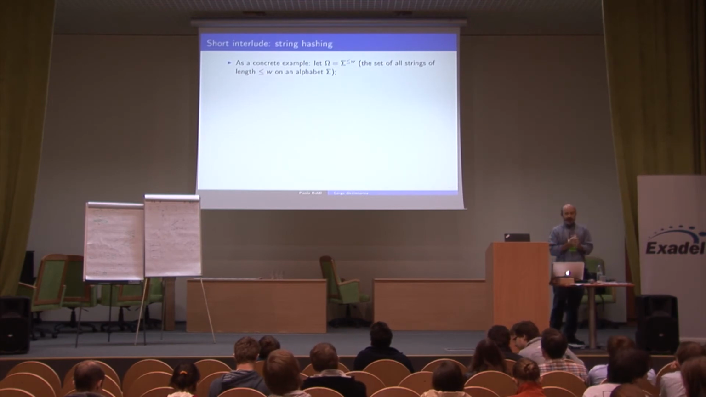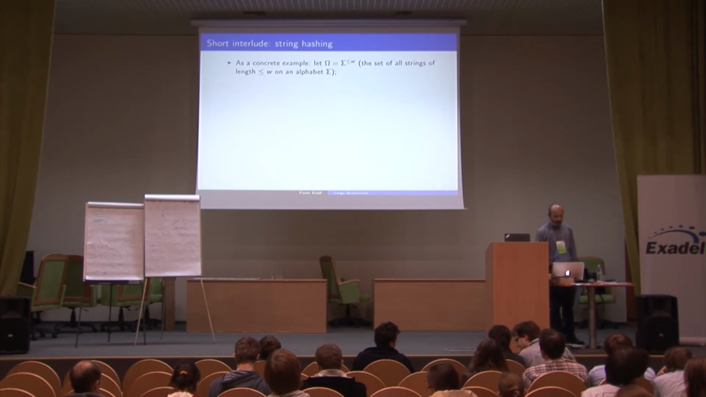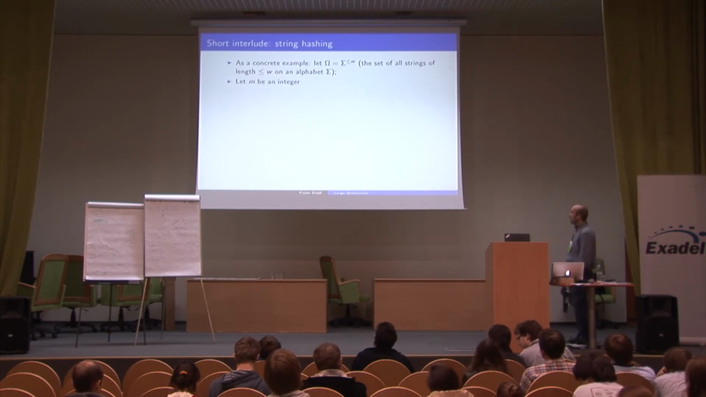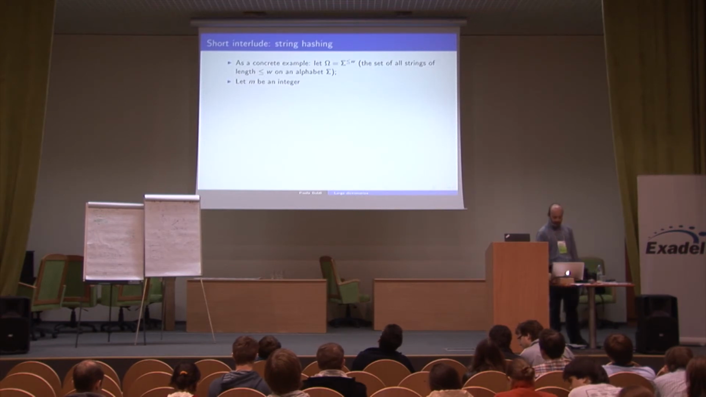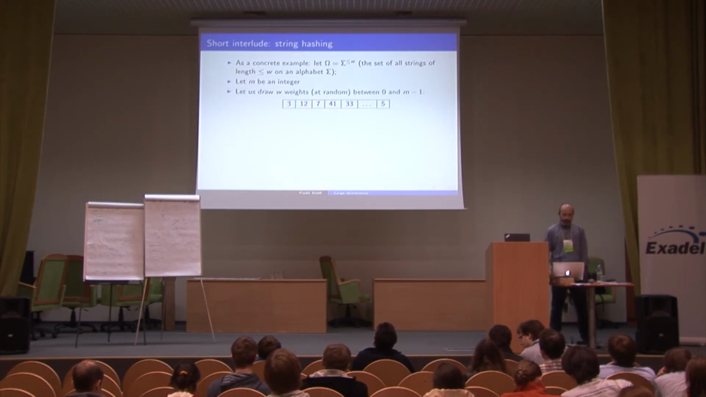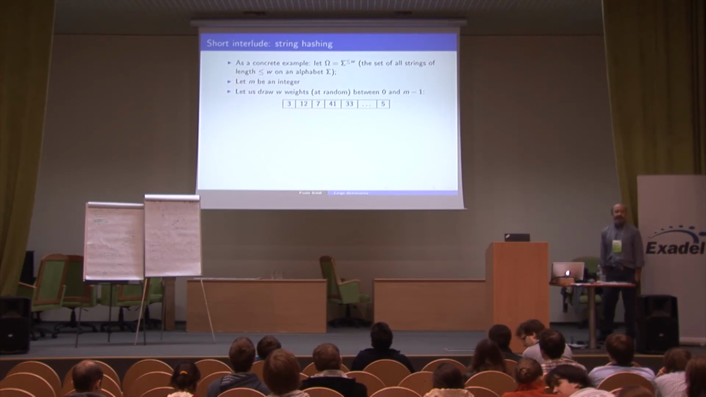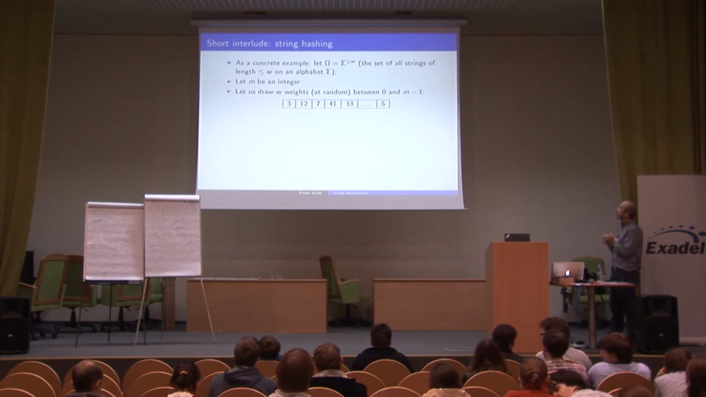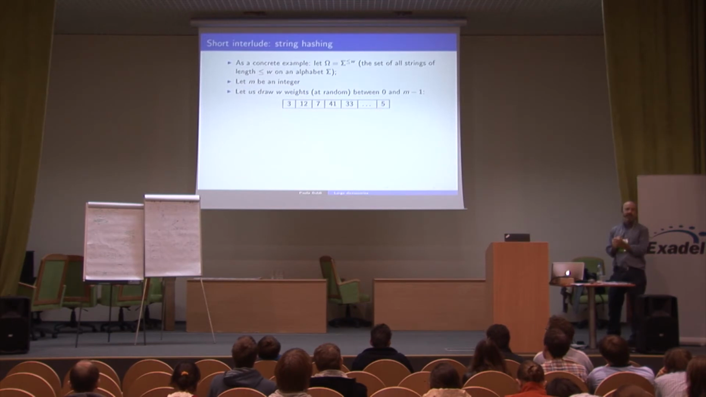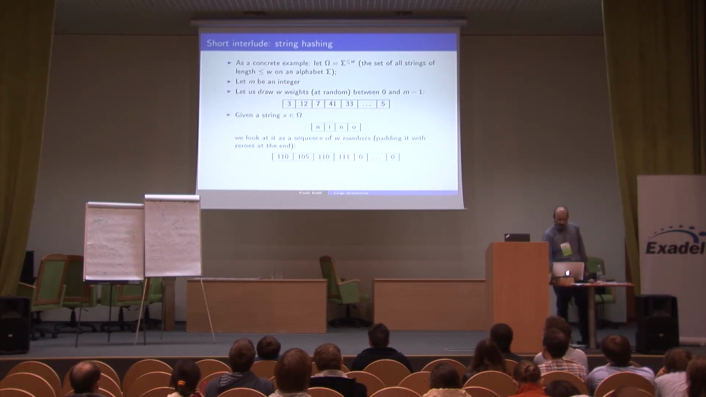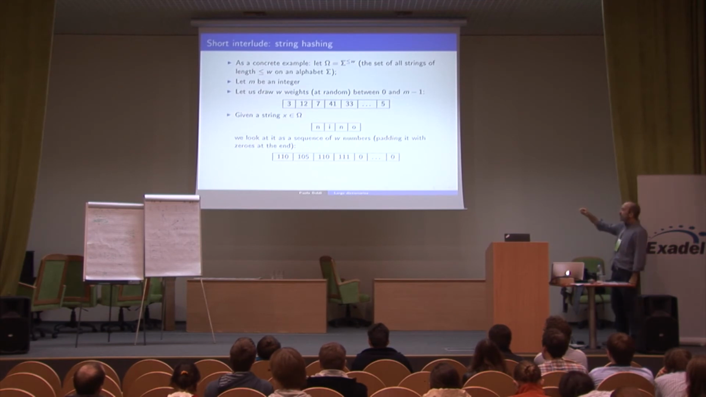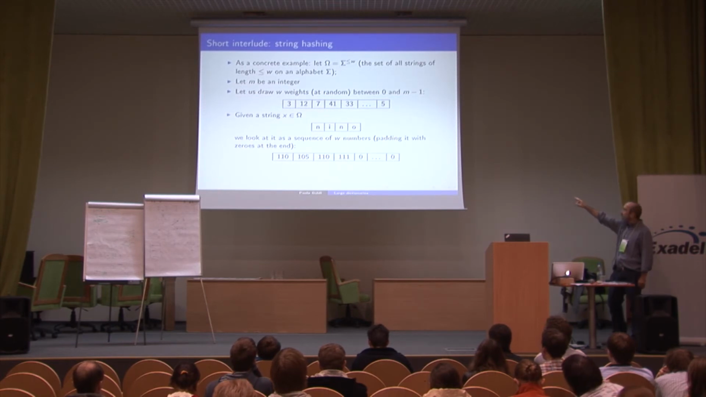So the general situation is the following. You have a string of a certain length, let's say a string of length up to W, and you want to compute an m-bucket hash on this string. The way one usually does this is the following. Beforehand, one draws W weights at random between 0 and m-1. And then to compute the hash of a string, let's say the string is Nino, N-I-N-O.